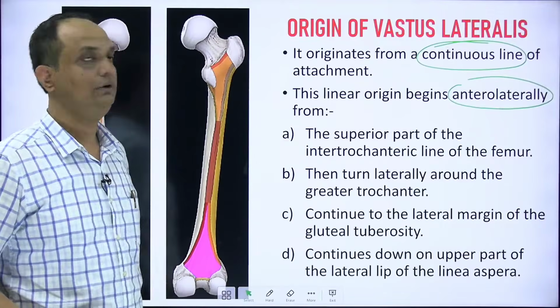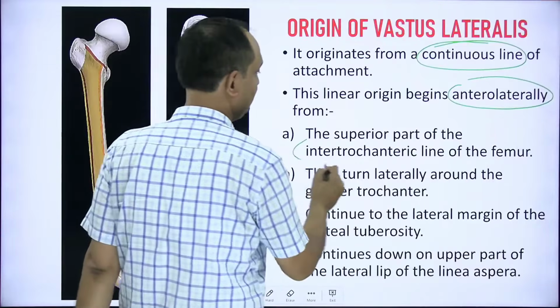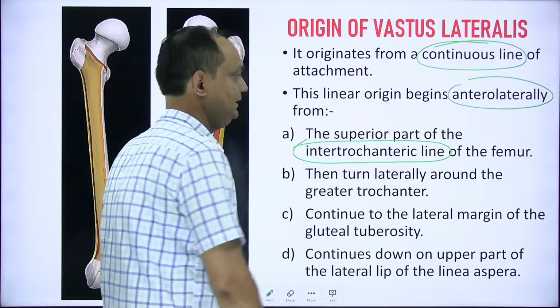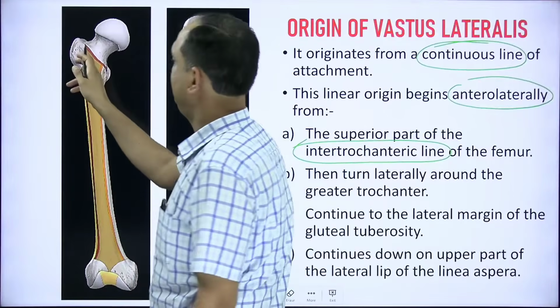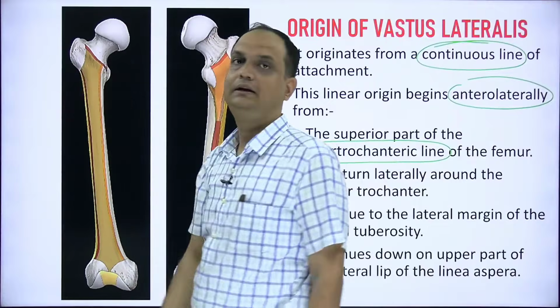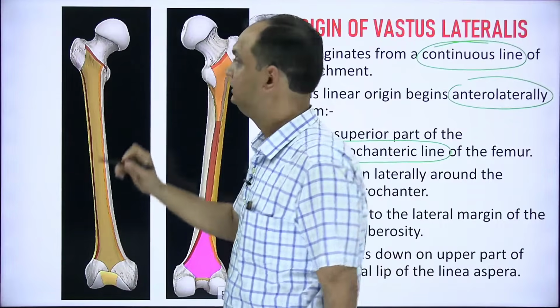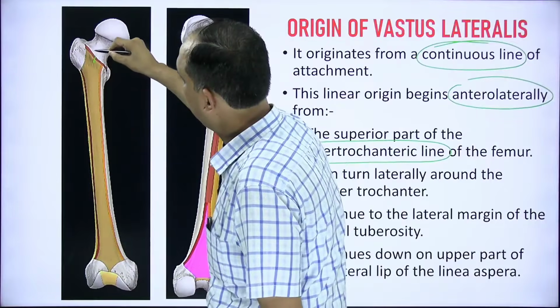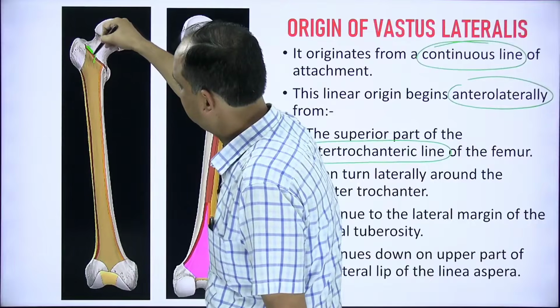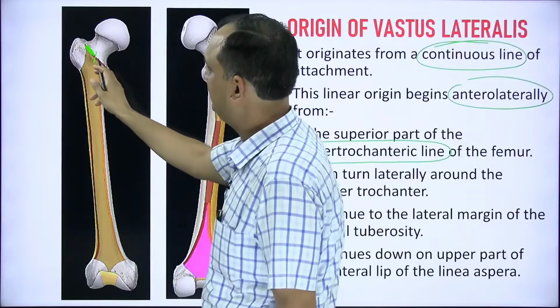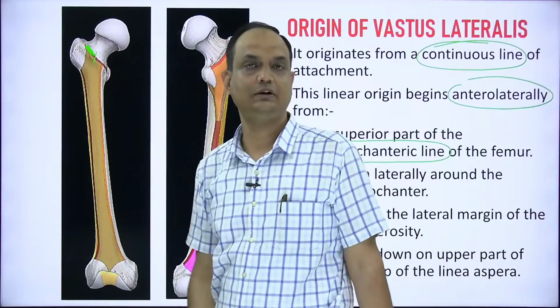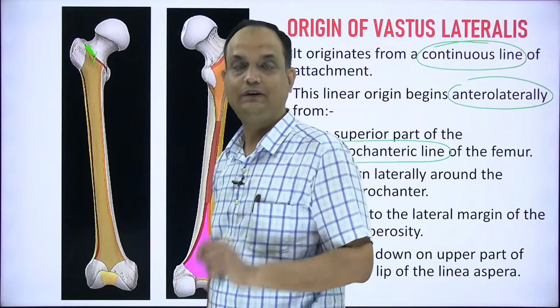So, the first origin is from the intertrochanteric line. Now, where is the intertrochanteric line? This is the intertrochanteric line, but it arises from the upper lateral part of this line. So, it arises from this side. It does not come onto the medial part of this intertrochanteric line. So, this is the first origin.